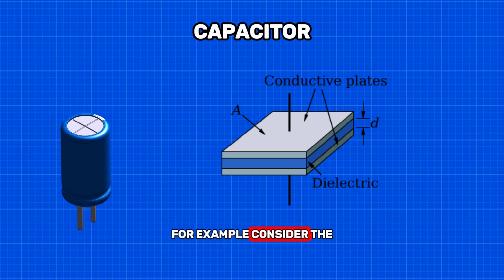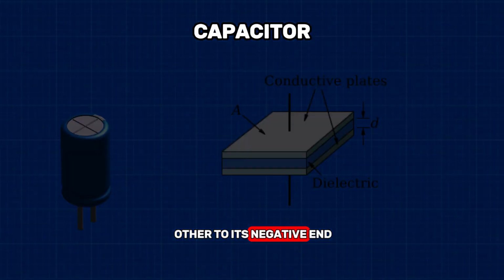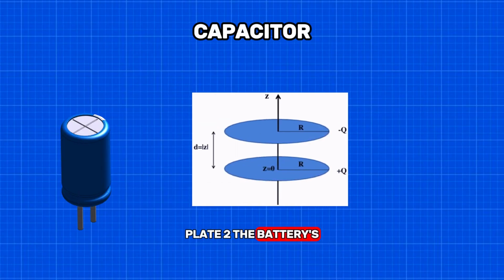For example, consider the simplest capacitor, the parallel plate capacitor. It consists of two parallel plates separated by a dielectric. A DC voltage source connects one capacitor plate to its positive end, plate 1, and the other to its negative end, plate 2. The battery's potential charges the capacitor. So, plate 1 is now positive in comparison to plate 2.